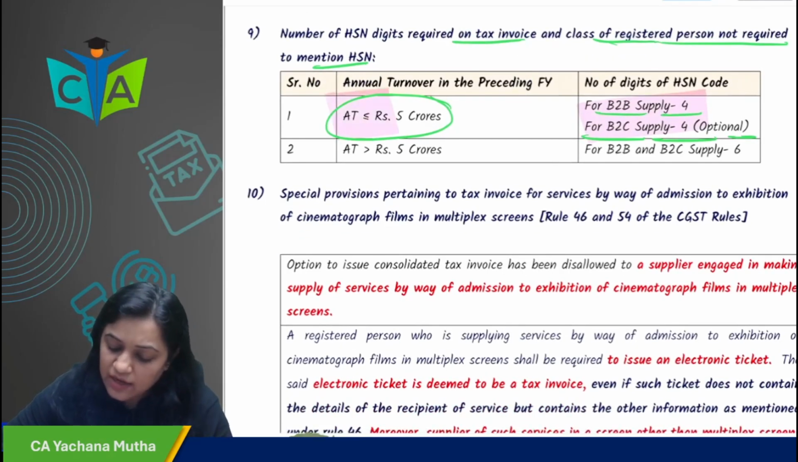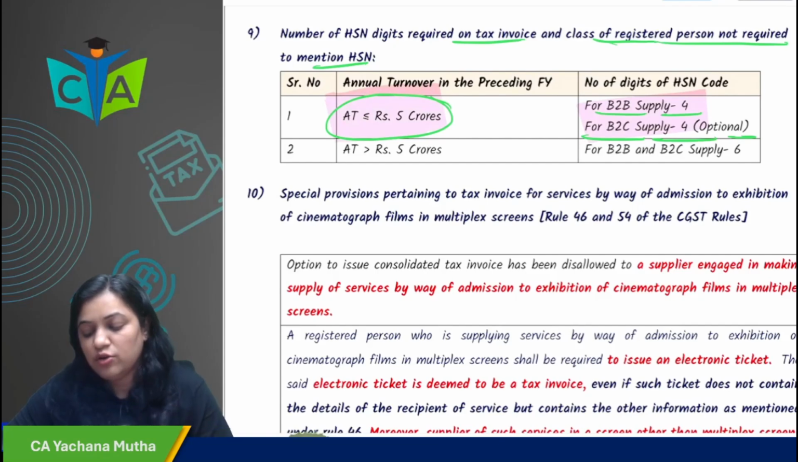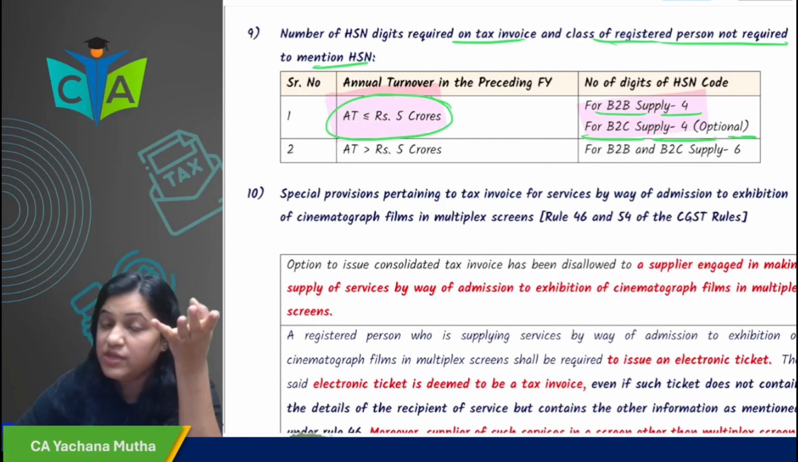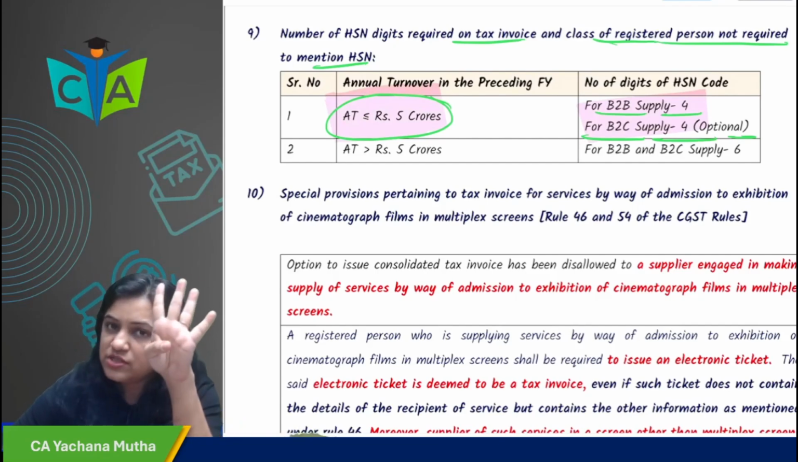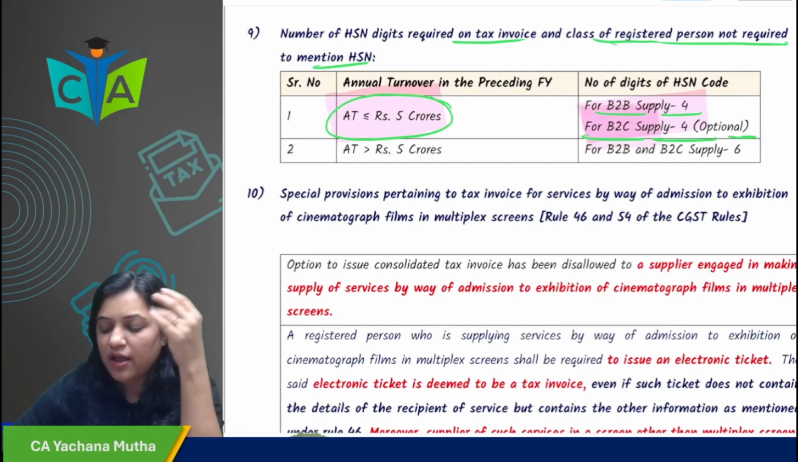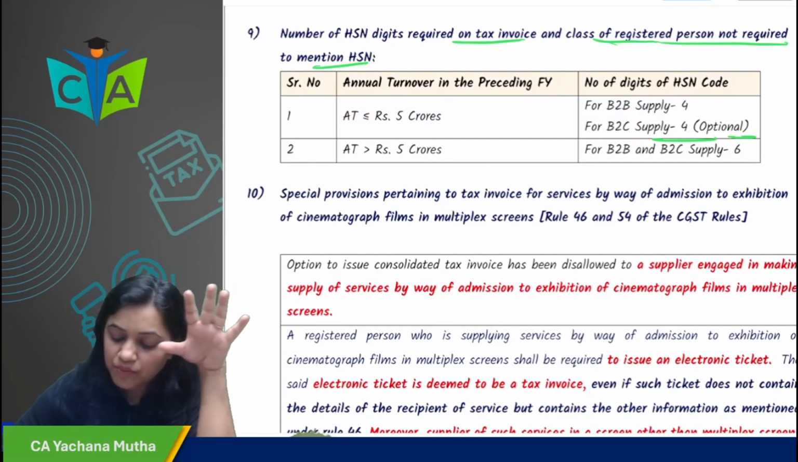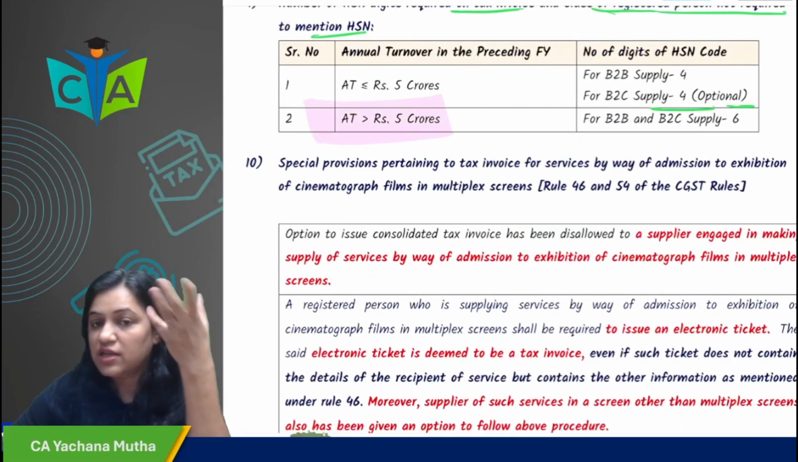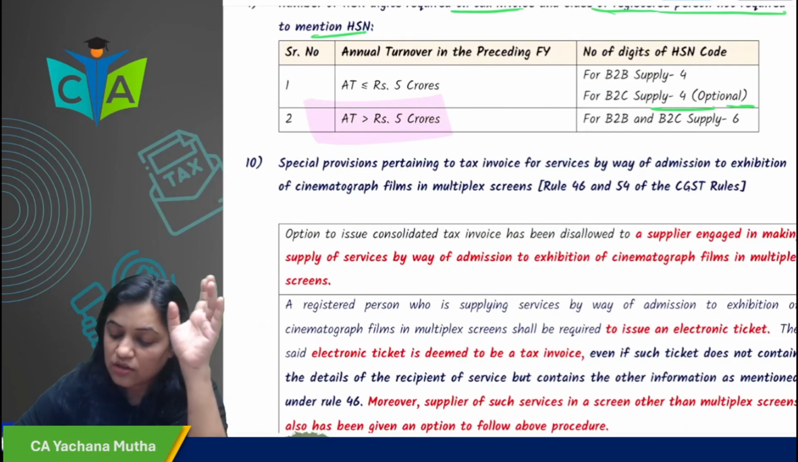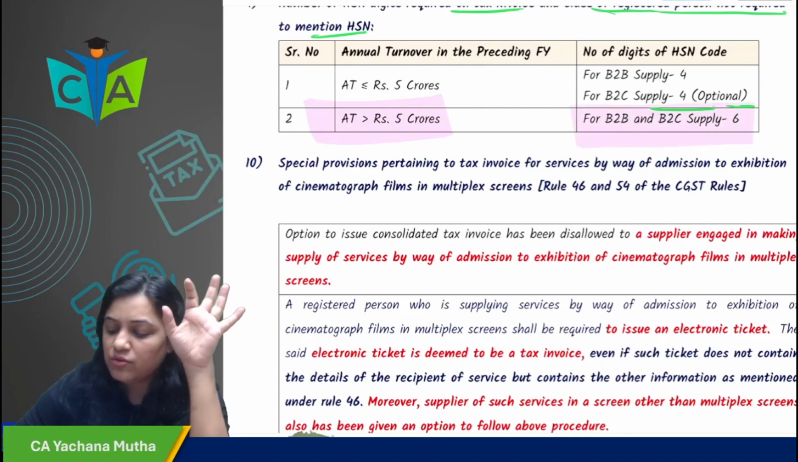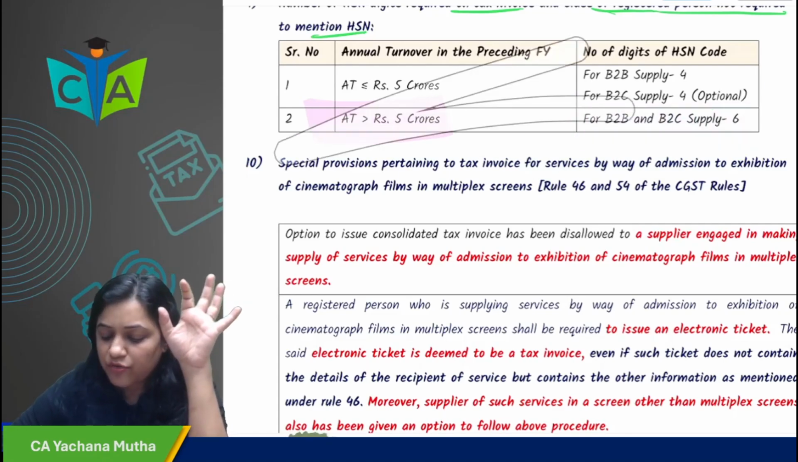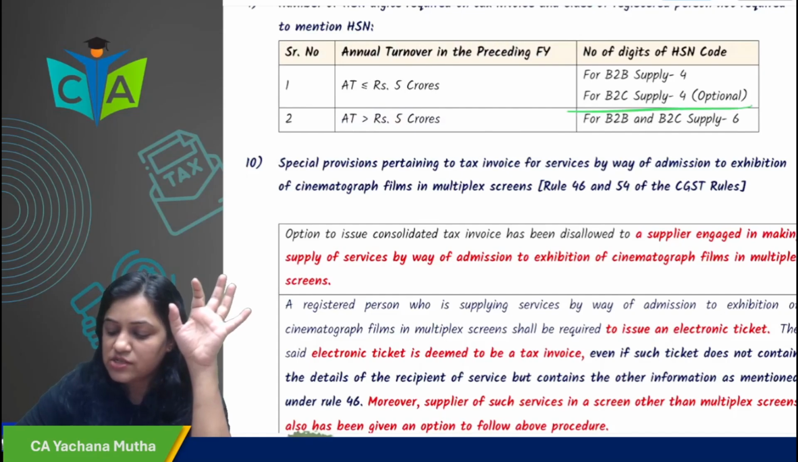Okay, so if your aggregate turnover is less than or equal to 5 crore, then you have to see if you are making B2B supply, then compulsorily 4 digit HSN. In case of B2C supply, then 4 digit HSN only, that is optional. And in case aggregate turnover is greater than 5 crores, then in B2B and B2C, in both the cases, the number of HSN digits is 6.